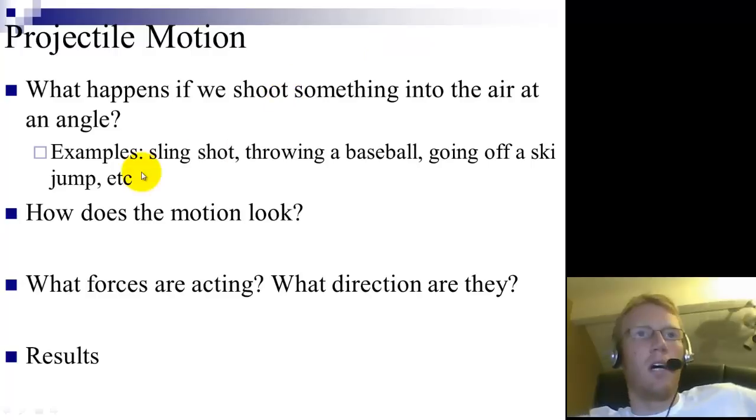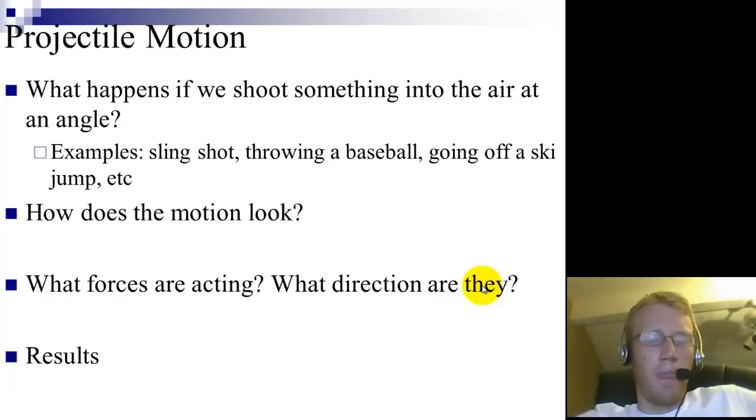So, how does the motion look? What forces are acting? In what direction are they going? Anytime you're drawing a force diagram, the two things you have to ask yourself, again to remind you, are, number one, are there any long-range forces? And of course, at this point, we've only learned about gravity, so we've got one long-range force, which is gravity. And then, are there any short-range or contact forces? And again, we're ignoring air resistance for all projectile motion.